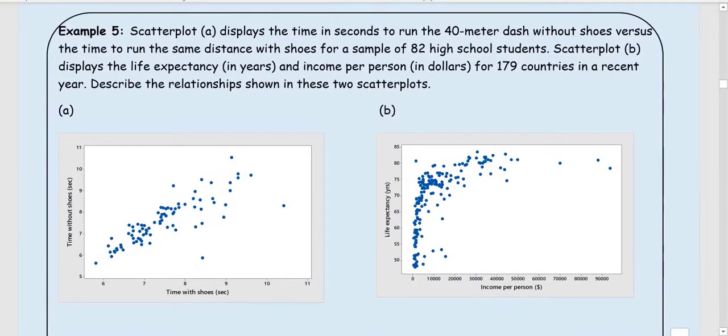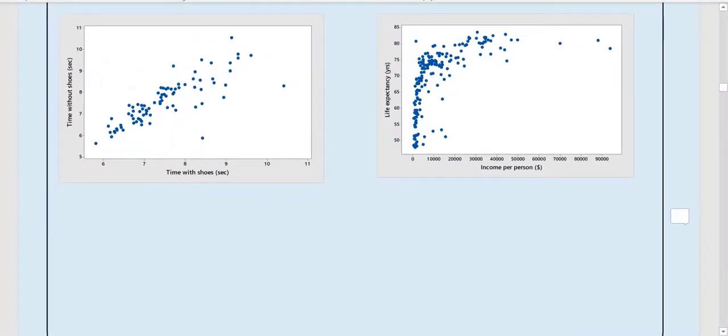Example number 5. Scatterplot A displays the time in seconds to run a 40-meter dash without shoes versus the time to run the same distance with shoes for a sample of 82 high school students. The scatter plot in B displays the life expectancy in years and income per person in dollars for the 179 countries in a recent year. We're going to describe the relationship shown in these two scatter plots. There's a reason why I use these acronyms: we need to look for our FODs.